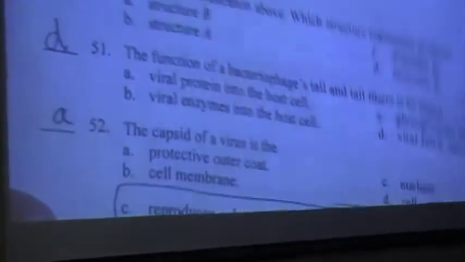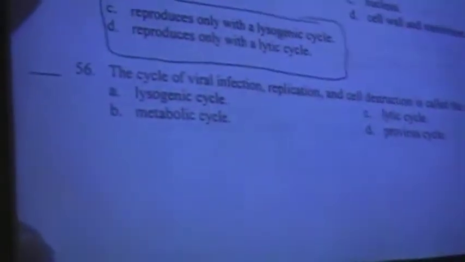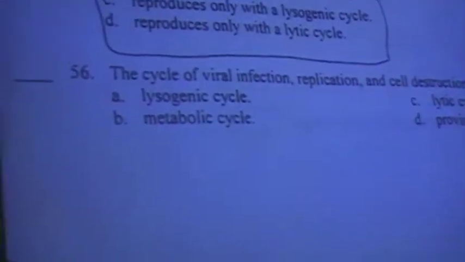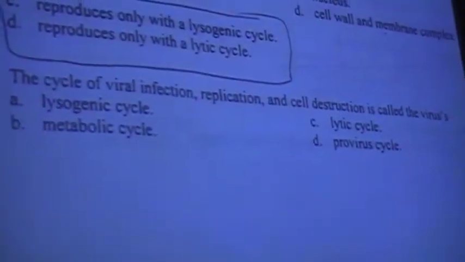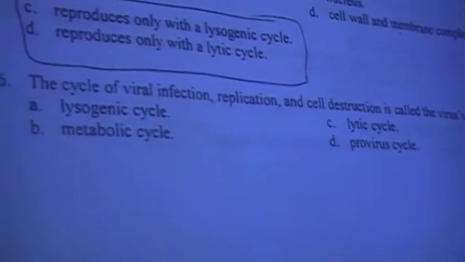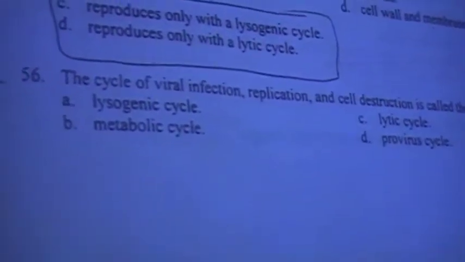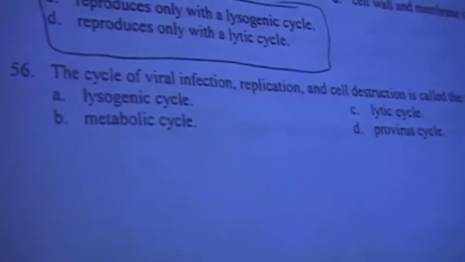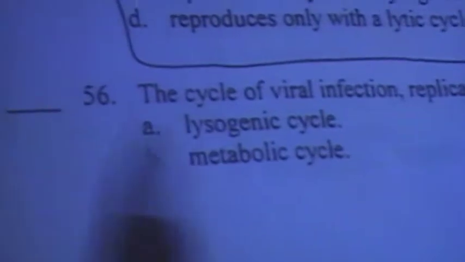And the last question on your study guide. The cycle of a viral infection, replication, and cell destruction is called the virus's what? Remember I told you there's two types of viruses, lytic and lysogenic. So I think the one that has the viral infection, replication, and cell destruction is called the virus's lysogenic cycle.